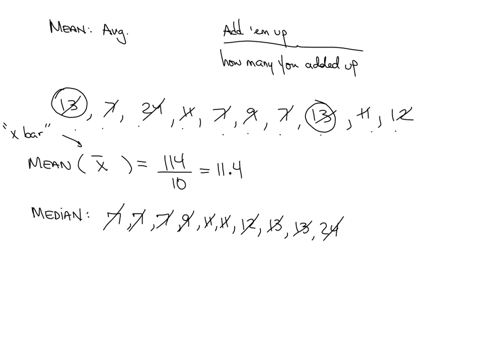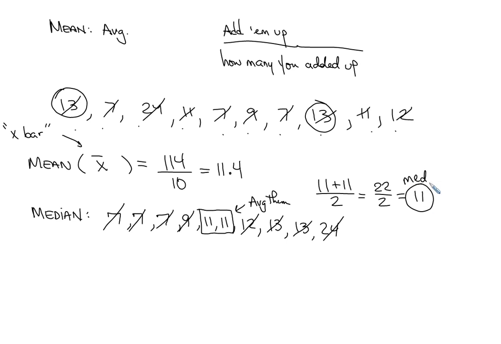If you arrive at a central number, then that number is your median. If you don't arrive at a central number, and you have really 2 central numbers, what you do is you average them. You add them up and divide by how many you added up. So that's 22 divided by 2, which is 11. Those both happen to match, so our average ends up being the same. So there is our median.